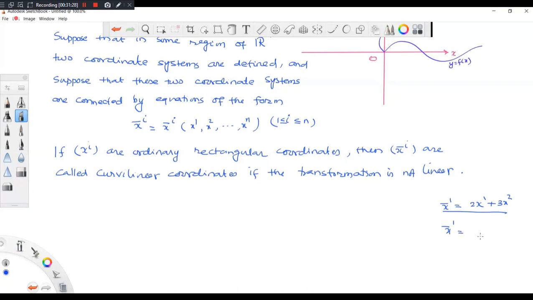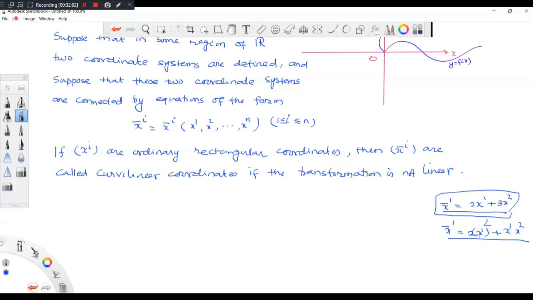x bar 1 is equal to 2 x1 square plus x1 x2. Look at the difference between these two transformations. The first is linear: 2 into x1, 3 into x2, no square, it is x2. So this is a linear transformation. But when you look at this one, 2x1 square and x1 x2, this is non-linear.